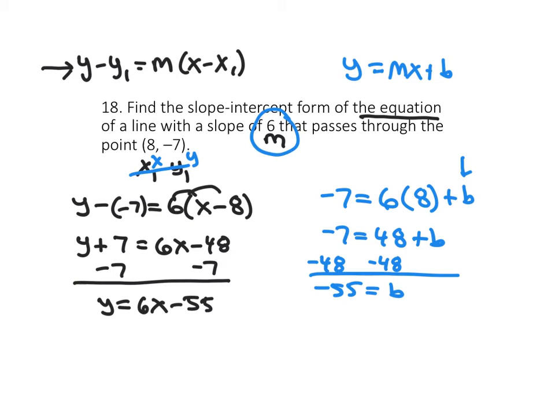So to come up with an equation of a line, I need two numbers. I needed the slope, which I just found, and the y-intercept, which I just found. Now I can just rewrite that as y equals 6x minus 55, which you'll notice is exactly the same either way.